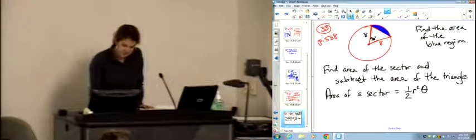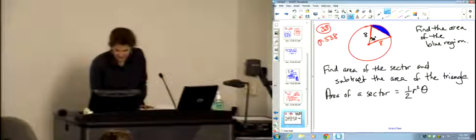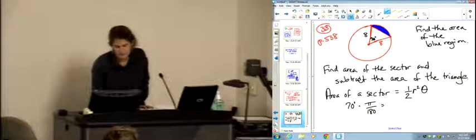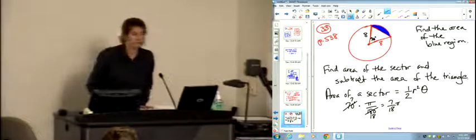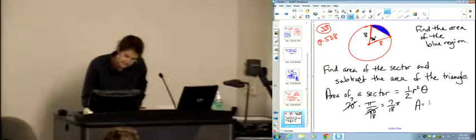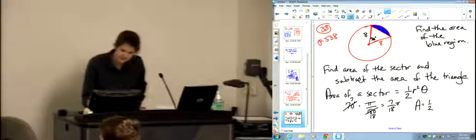So 70 degrees, what's that going to be? Remember how we converted to radians? You multiply by pi over 180. Okay, so I'm getting 7/18 pi. Looks like 7/18 pi. So on my area of my sector, it looks like I have 1/2. What's my radius? So 8 squared, 7/18 pi.